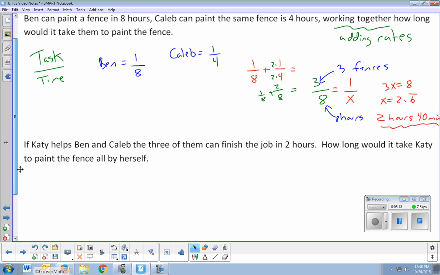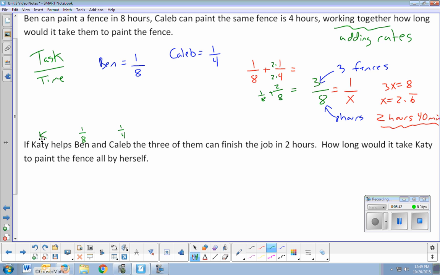All right, here's an extension to this question. If Katie comes and helps Ben and Caleb, and the three of them can finish the job in 2 hours, how long would it take Katie if she was working by herself? So I know that Ben plus Caleb is 2 hours 40 minutes. But let's think of it as rates again. Let's go back to the 3/8. Ben by himself is a rate of 1/8. Caleb by himself is a rate of 1/4. Katie's rate, we don't know.